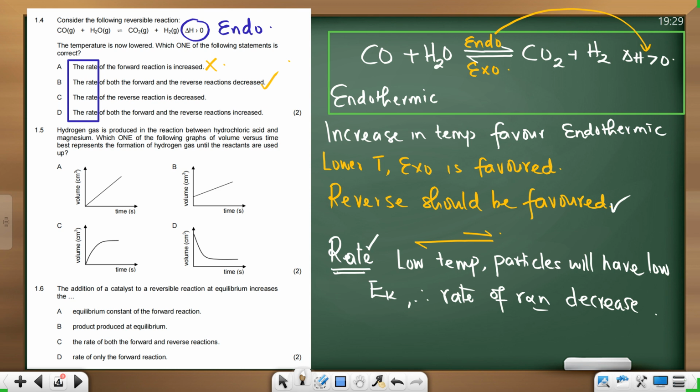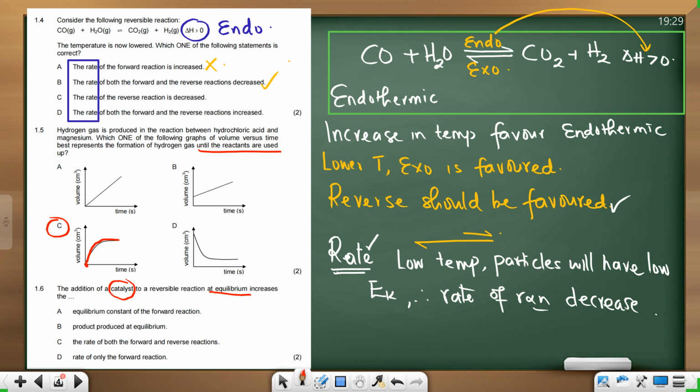Awesome. Thank you for your lovely answers. We look ready. The correct answer is C, because at the beginning we have a 0. The gas is formed, it says, until the reactants are used up. All right. Until the reactants are used up. Beautiful. 1.6. The addition of a catalyst to a reversible reaction increases. Interesting. What's your answer? A catalyst. Now, this is talking about equilibrium. Okay.